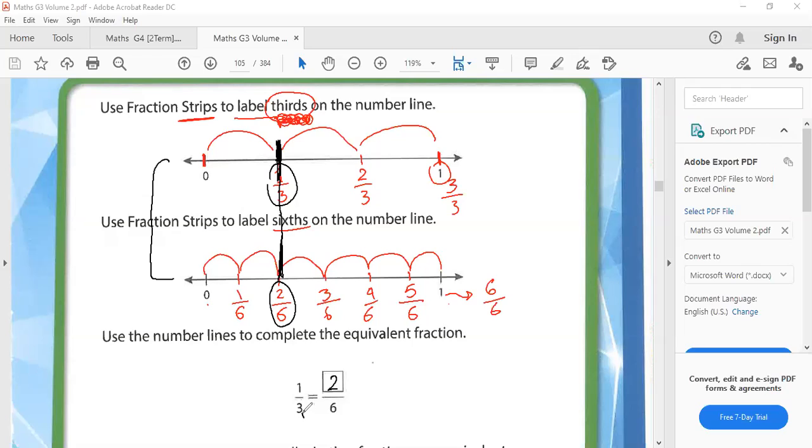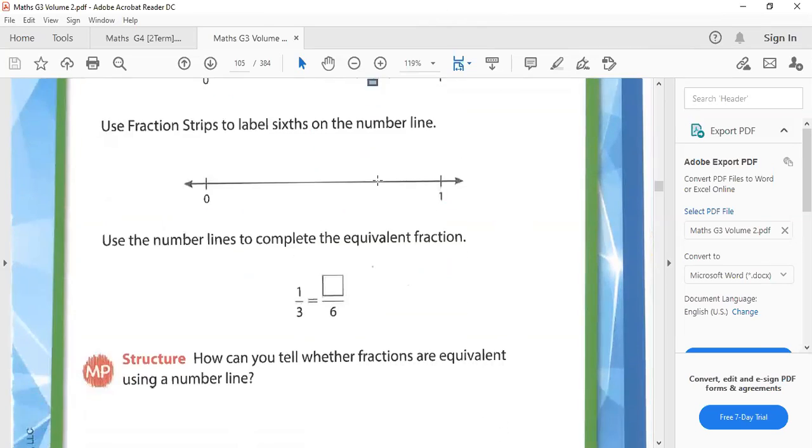How? You multiply down by 2. So 3 multiplied by 2 equals 6. And also you multiply up by 2. 1 times 2 equals 2. So they are equivalent fractions and we used the number line. Let us see another example and solve it.